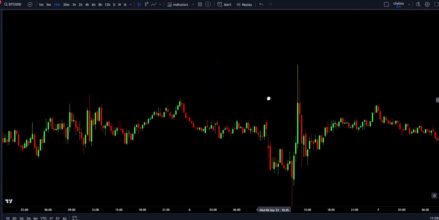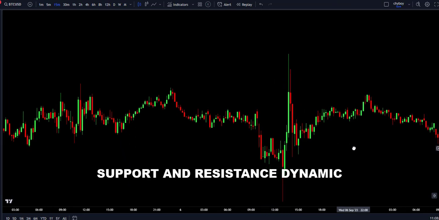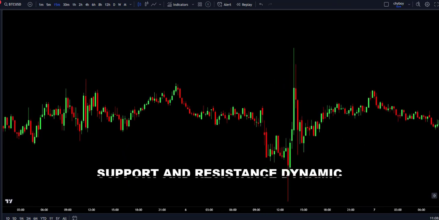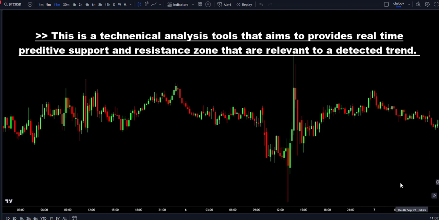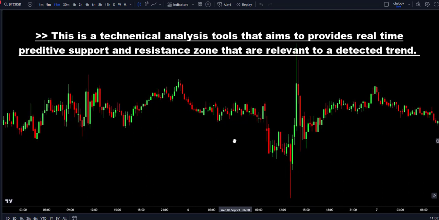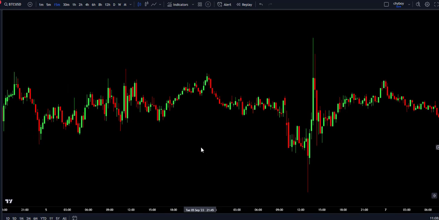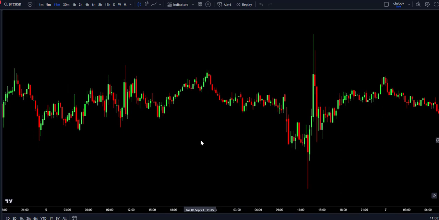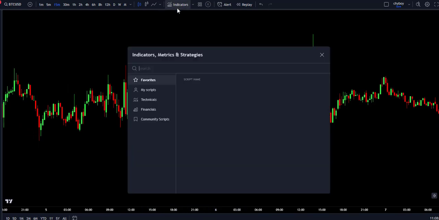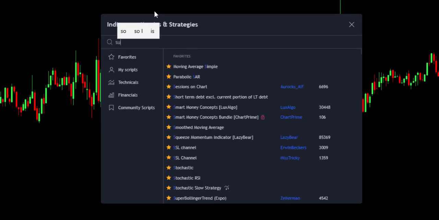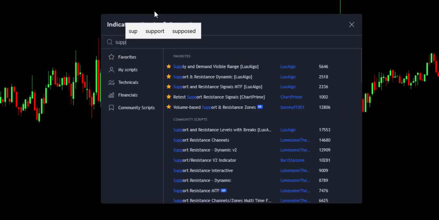The strategy is based on an indicator called Support and Resistance Dynamic, created by LuxAlgo. This is a technical analysis tool that aims to provide real-time predictive support and resistance zones that are relevant to a detected trend. But before we talk more about this indicator, let's add it to the chart for more understanding of it. To add it to the chart, we navigate to the indicator search bar, and there we search for support and resistance. Select the Support and Resistance Dynamic made by LuxAlgo.